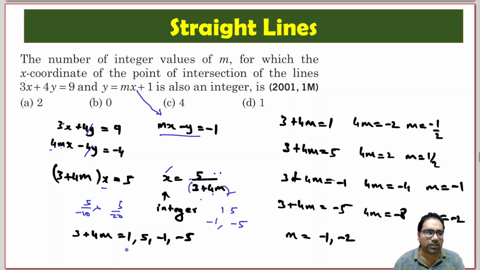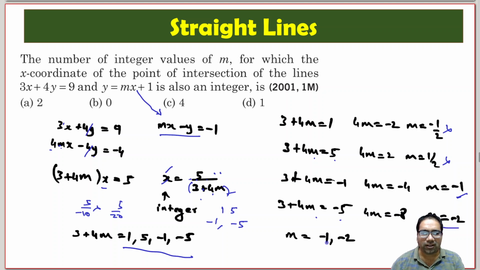So 3 plus 4m should be one of these four. Now what does that mean? If 3 plus 4m is 1, then 4m equals minus 2, so m equals minus half. This is not possible because m also has to be an integer. When 3 plus 4m equals 5, then also m is not an integer. When 3 plus 4m is minus 1, then we get m equals minus 1, so x is an integer and m is an integer. When 3 plus 4m is minus 5, then we get m equals minus 2.